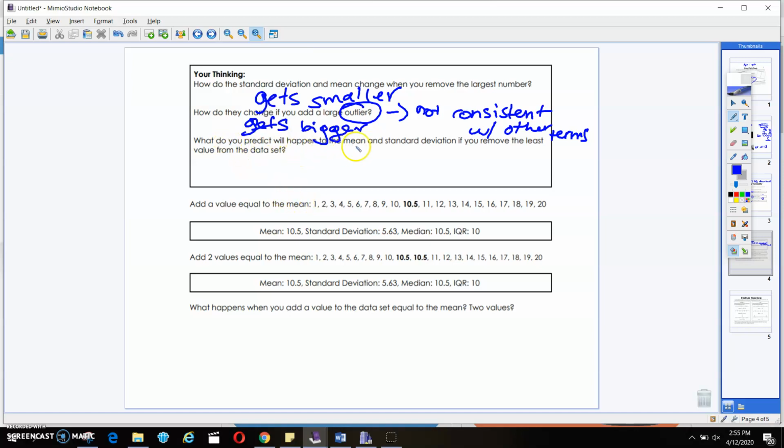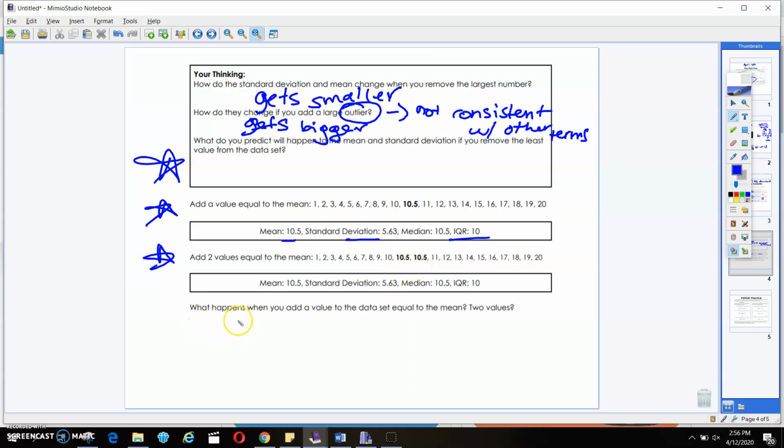So what do you predict will happen to the mean and standard deviation if you remove the least value from the data set? I'm going to leave that one for you to ponder. But on these next few, I want you to pause the video and try these. You're going to add a value equal to the mean, and then add two values equal to the mean, which they already show you the data set, what it's going to look like. I want you to practice putting these into your calculator, and make sure that you're getting these answers on your calculator, okay? So take a moment and try that.